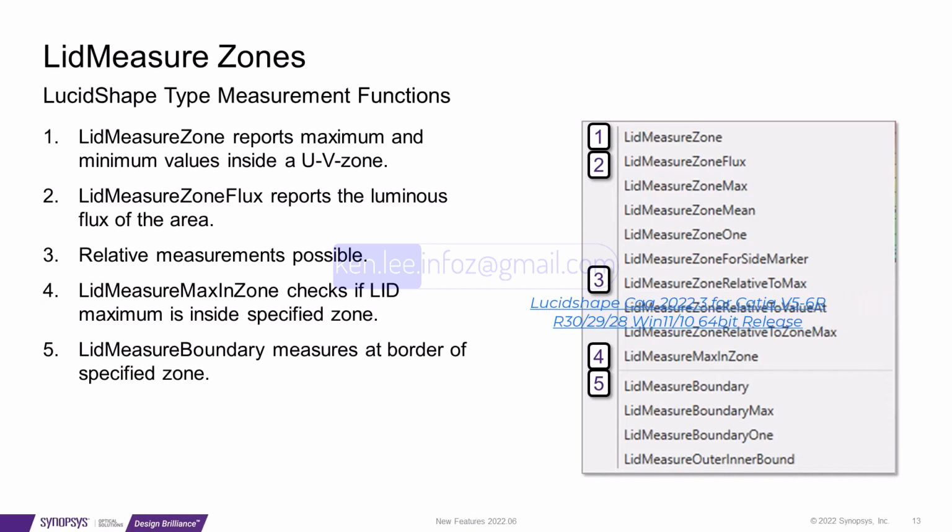Relative measurements are also possible. For example, in lit measure zone relative to max, the maximum and minimum values are expressed relative to the maximum of the entire lid. Lit measure max in zone checks if the lit maximum is inside the specified zone. Lit measure boundary functions are combined line measurements. They measure at the border of a specified zone.